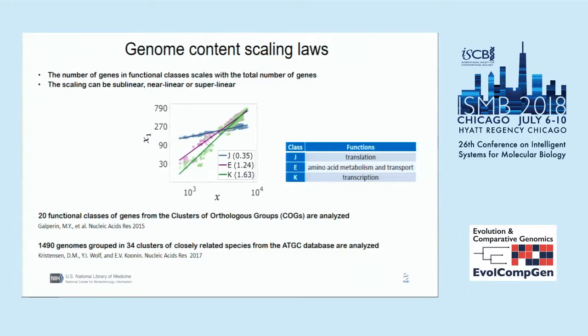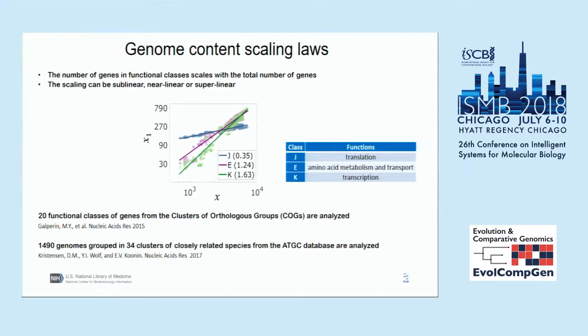In prokaryotes, the number of genes that belong to a specific functional class scales with the total number of genes, and this scaling can be approximated by a power law. This power law can have a scaling exponent that can be sublinear, superlinear, or near linear.